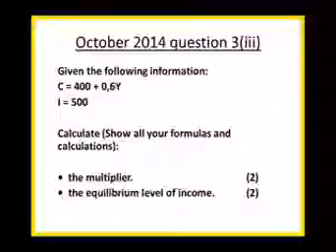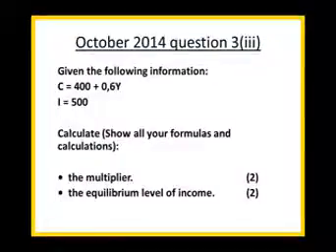I'm going to do a question out of the October 2014 exam paper. It's question number 3, option number 3. The question is, given the following information, C equals 400 plus 0.6y and I equals 500, calculate by showing all your formulas and calculations, first the multiplier for 2 marks and then the equilibrium level of income for 2 marks.